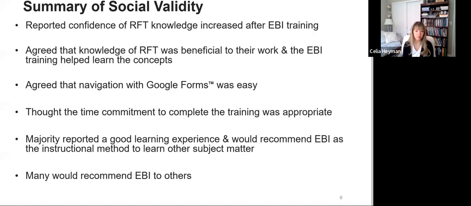We took social validity data on the study. The majority of the participants were at the time pursuing their BCBA credential, followed by students who have graduated and those who already obtained their BCBA certificates. Participants reported their confidence of RFT knowledge increased after the EBI training. The majority agreed that knowledge of RFT is beneficial to their work and that the EBI instruction helped them learn the concepts. The majority thought it was easy to navigate via Google Forms and the time commitment was appropriate for this type of teaching procedure. And also the majority reported a good learning experience and would recommend EBI as the instructional method to learn other subject matter and would recommend EBI to others as well.